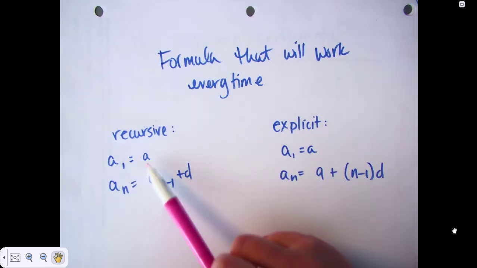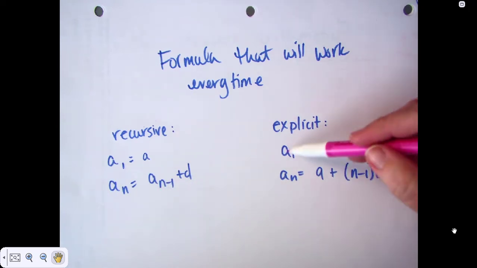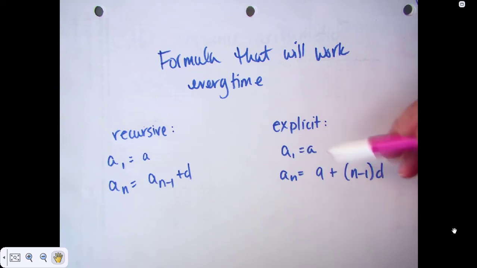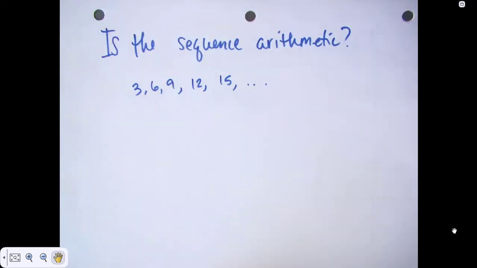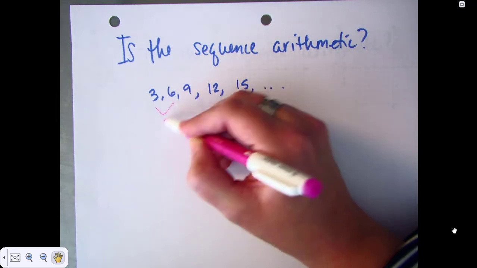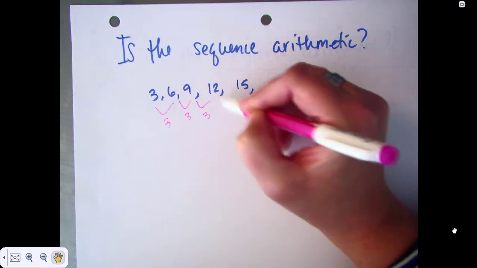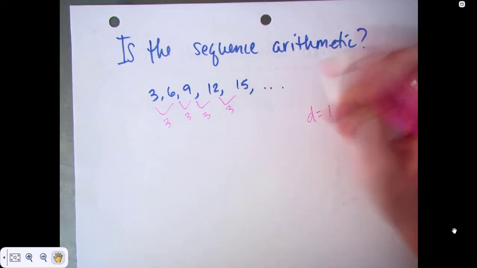So the recursive I gave you, it's always going to be the previous term plus d. The explicit, if you have the first term is a, so I have a sub n is equal to a plus n minus 1 times the common difference, and then we can solve for a, because we're going to get d from the sequence. So is this sequence arithmetic? Is there a common difference? Yep, okay, so the common difference is 3.